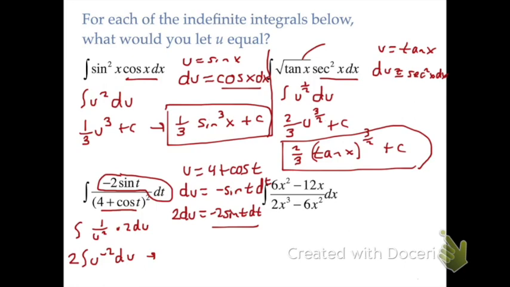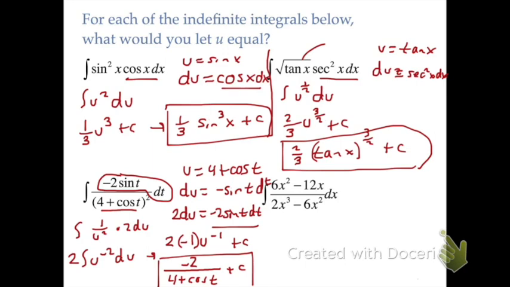We evaluate, add 1 to the exponent and multiply by its reciprocal. This is negative 1 u to the negative 1 plus c. So when we do this, this is multiplication here. So 2 times negative 1 is negative 2. We have u to the negative first power, so I can bring that back into the denominator. Negative 2 over 4 plus cosine t plus our constant. And that is our antiderivative. That is the evaluation of this integral.